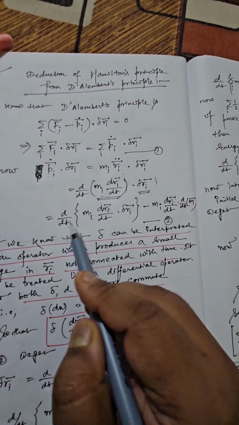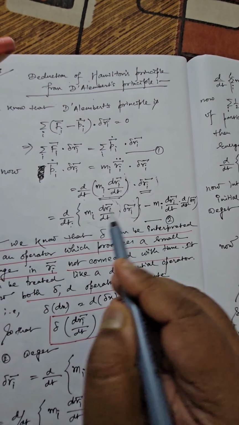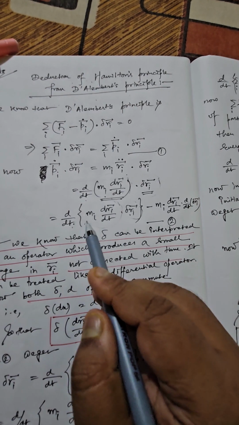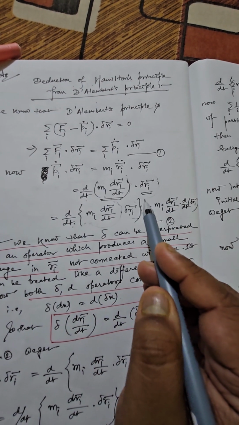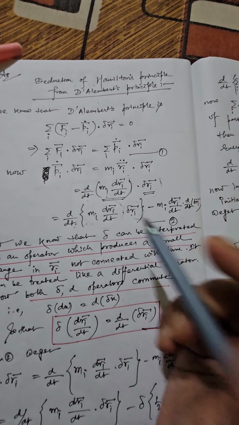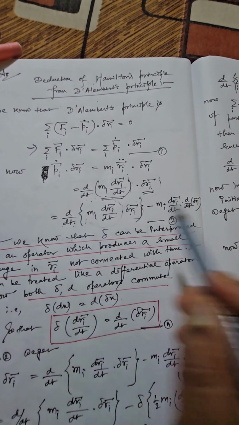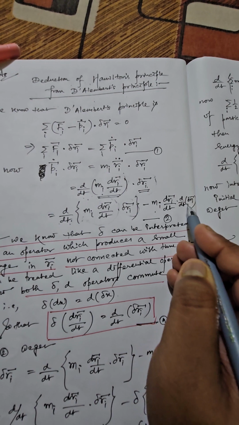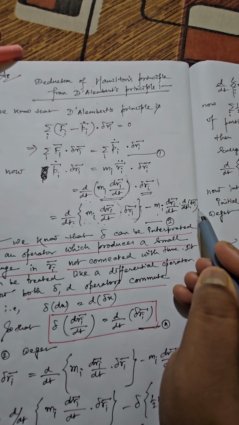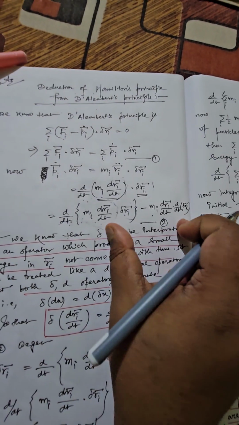Now we know d/dt of uv. Remember I told you this part to be u and this part to be v. So d/dt of uv will have two parts. First part will be u into dv/dt, and the second part becomes du/dt into v. Now you need du/dt into v. So from the entire portion, if you subtract u into dv/dt, that means mi dri/dt dot d/dt of del ri, then you will get this portion.